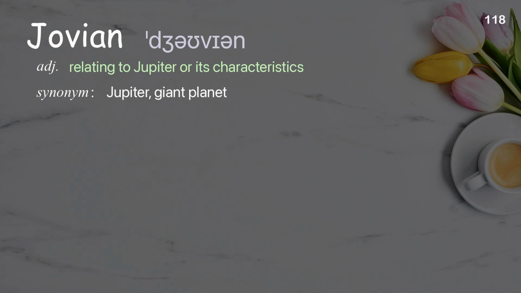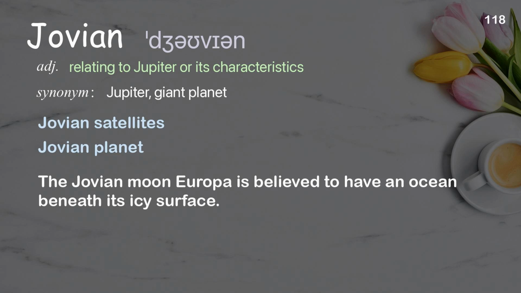Jovian. Relating to Jupiter or its characteristics. Examples: Jovian satellites. Jovian planet. The Jovian moon Europa is believed to have an ocean beneath its icy surface.